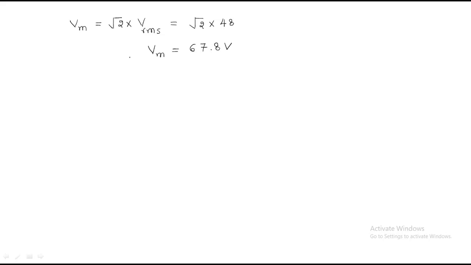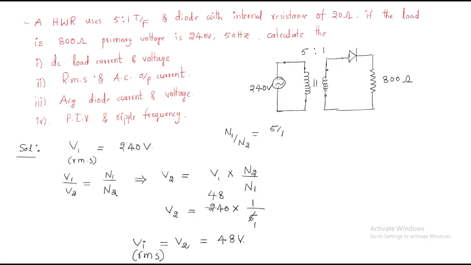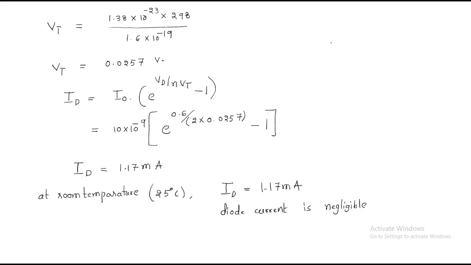By using this we will find the maximum current also. How do we find the maximum current? We have the maximum voltage here, Vm. Current we get by applying the loop equation. But the diode is given an internal resistance, so we will modify this.